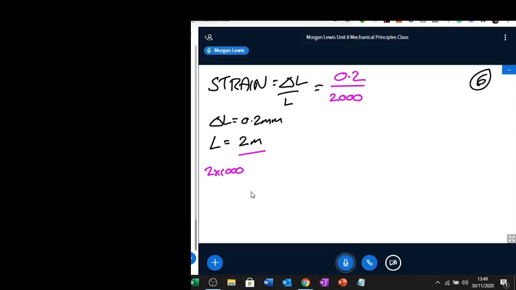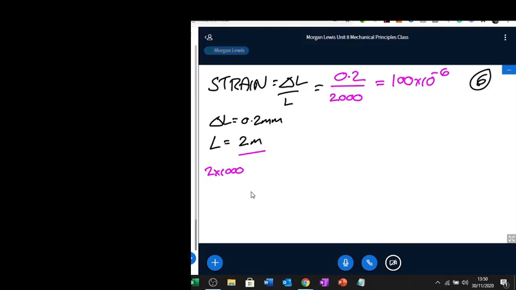0.2 divided by 2,000. Press ENG, and it should give you something like this. Something like that. No units, no units. Make sure you get that.